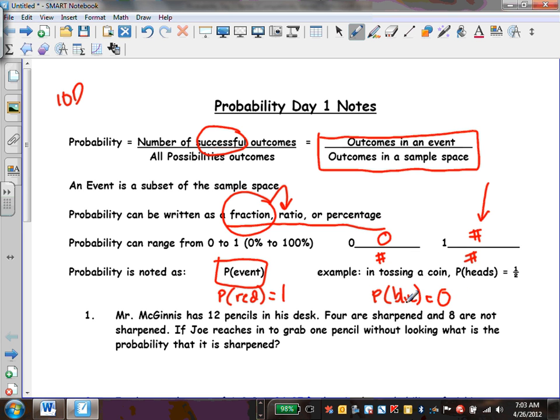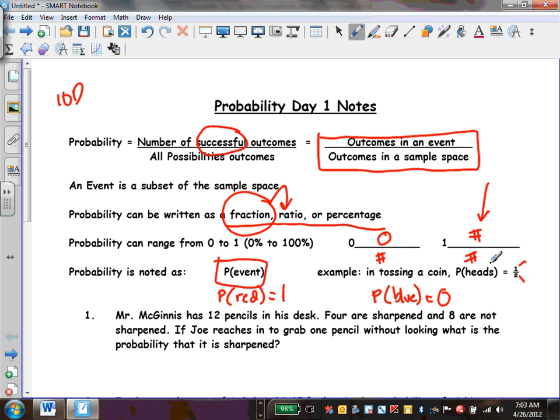So that is how you would write the examples, or properly know how to do this. Notice another example here, tossing a coin. What's the probability of heads? Well, there's one successful side that is a head, and there are 2 sides in a coin, so the probability is 1/2.